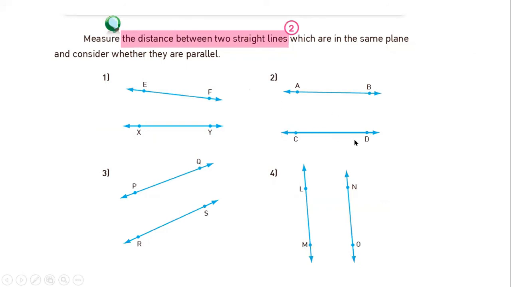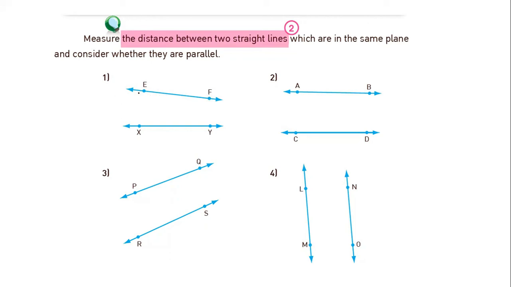Okay, now I give you an exercise here. You may pause the video and try to measure the distance between the two lines in number 1, 2, 3, and 4. Measure the distance at EX and measure the distance at EY. If the two distances are the same, then those two lines are parallel. If they are not the same, then the two lines are not parallel.